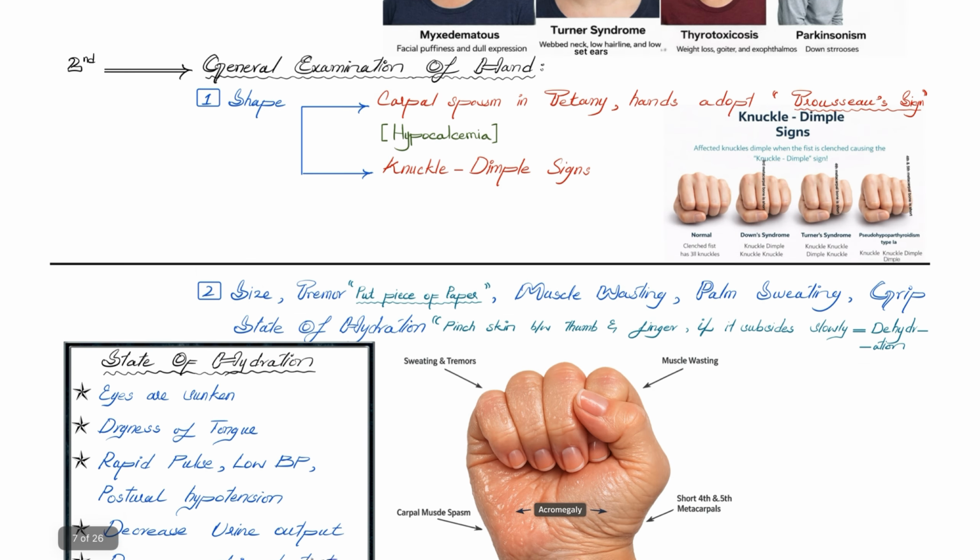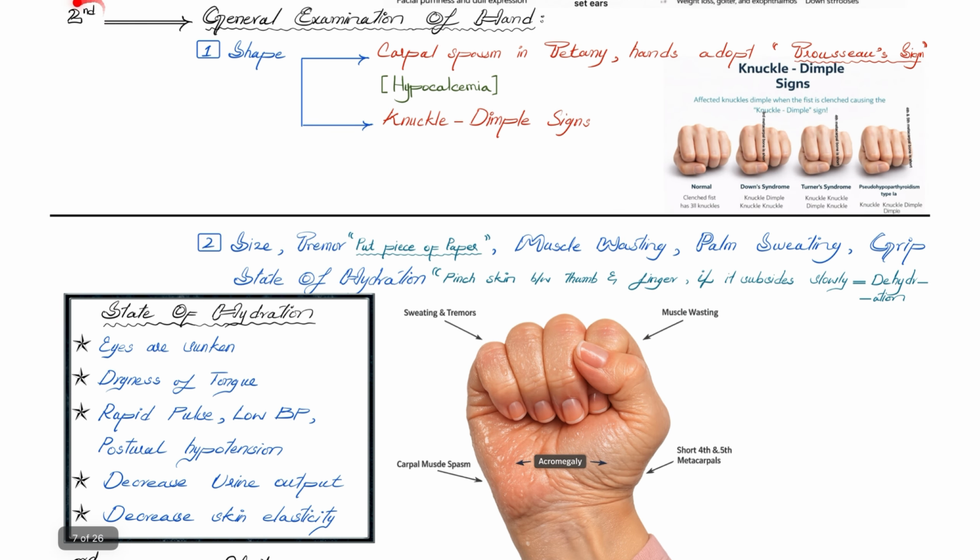The second component of general physical examination is general examination of the hand. First, look at the shape of the hand. In carpal spasm, which is because of hypocalcemia, also called tetany, the hands will adopt Trousseau's sign, and then ask the patient to make a fist and look for the knuckle dimple signs.